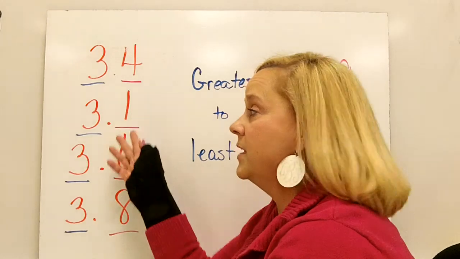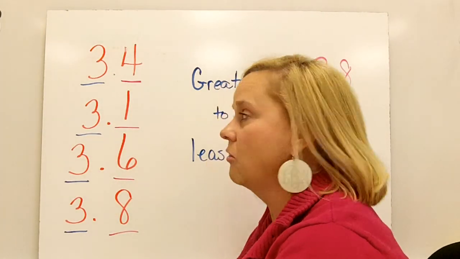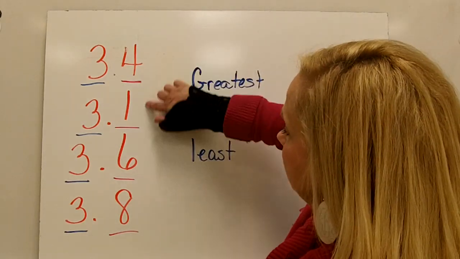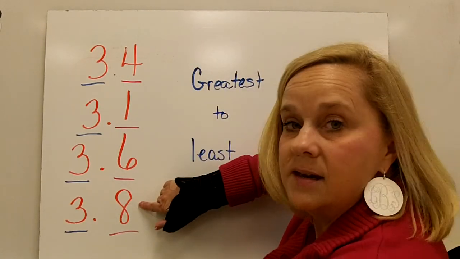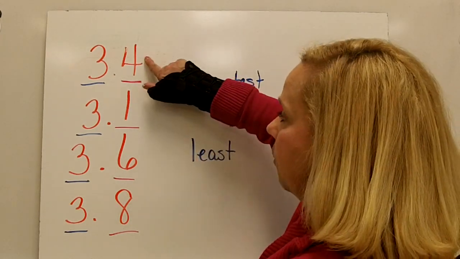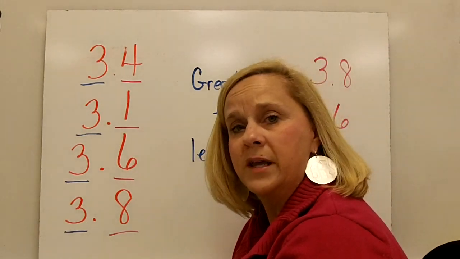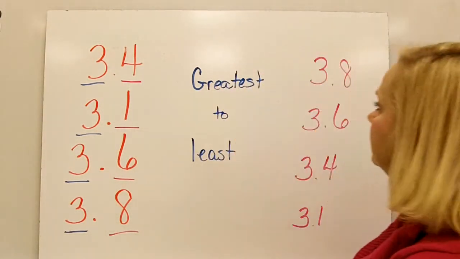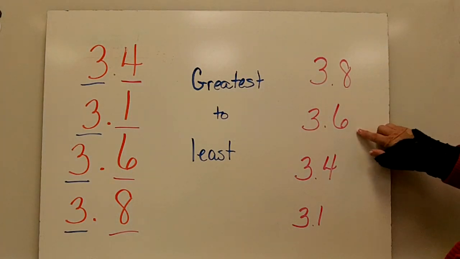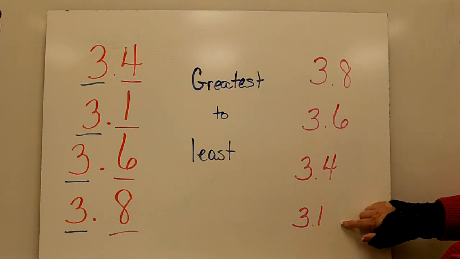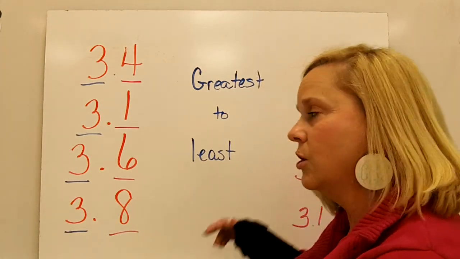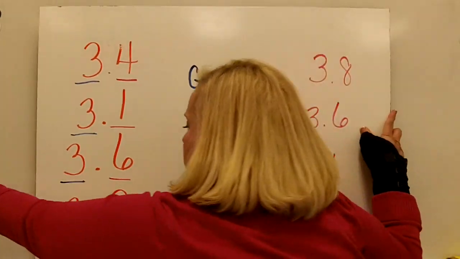So now I'd like to order these numbers from the greatest to the smallest. So since these are all the same, I have to look at my tenths, and I think which one of these is the largest number. 8 would be the largest tenth. 6 would come next, and then 4, and then 1. So if I'm ordering these numbers from the greatest to the least, it would look like this. 3 and 8 tenths, 3 and 6 tenths, 3 and 4 tenths, and 3 and 1 tenth. And that's ordering from the greatest or the largest number to the least or the smallest number.